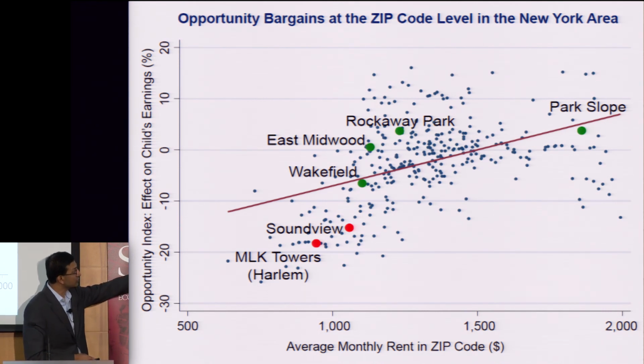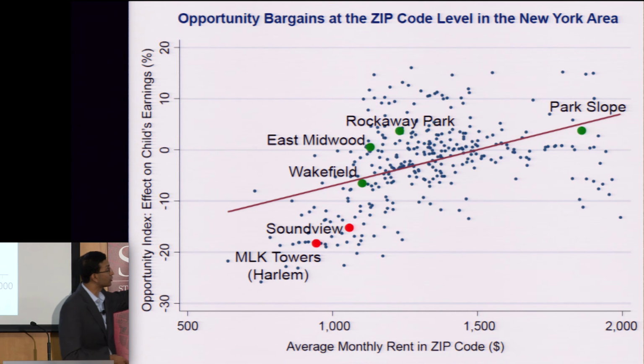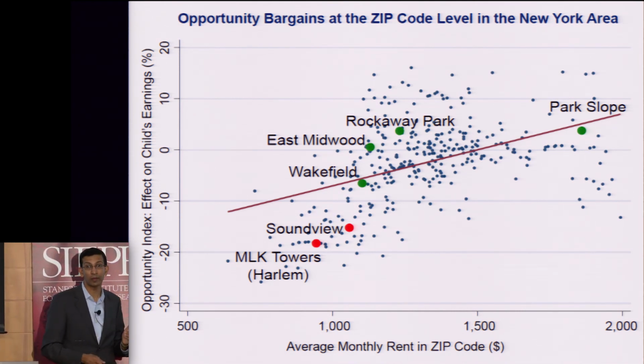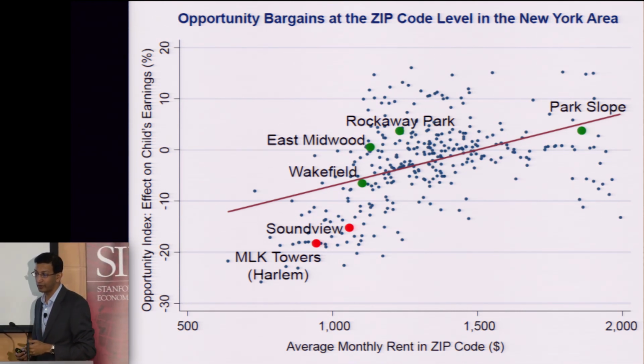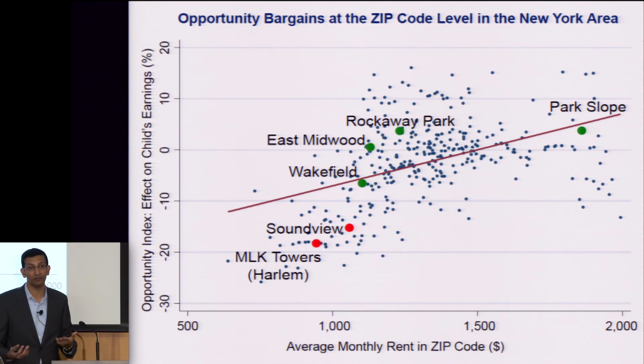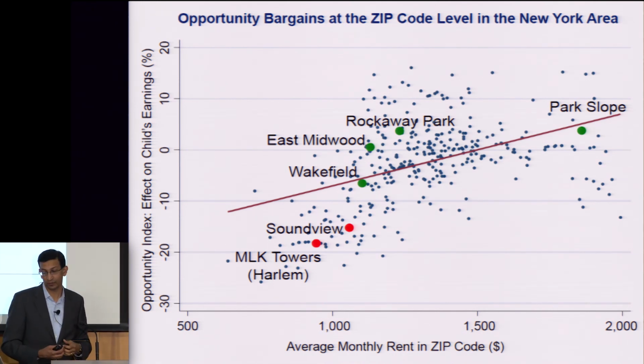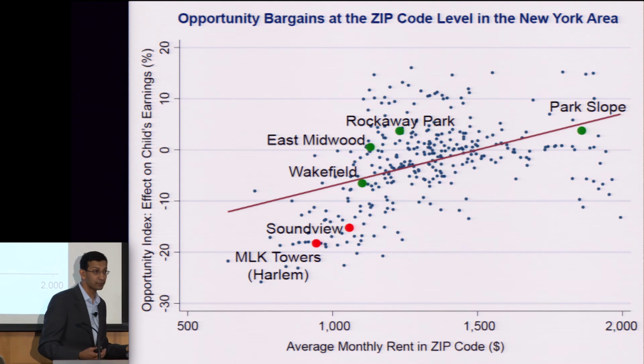Now, but interestingly, you can go horizontally on that chart, go to a place like East Midwood or Rockaway Park in New York, which offer basically the same level of opportunity, same impact on kids' outcomes as Park Slope, but are half the price.